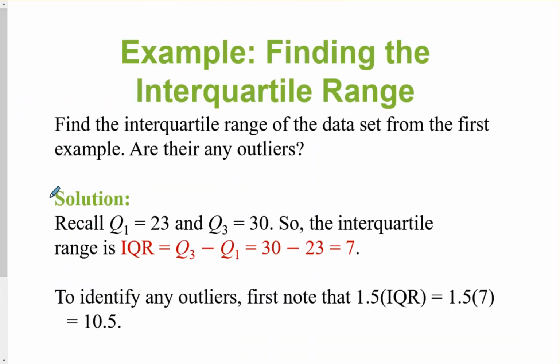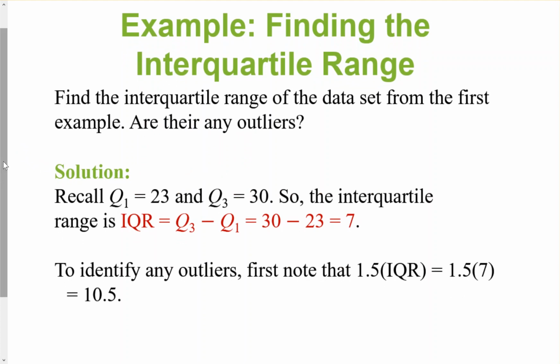Example, finding the interquartile range. Find the interquartile range of the data set from the first example. Are there any outliers? So we recall that Q1 was 23, Q3 was 30. So the interquartile range is Q3 minus Q1, which is 7. To identify any outliers, first note that 1.5 times IQR is 10.5. That's important because that's what we're going to either add to or subtract from Q3 and Q1.